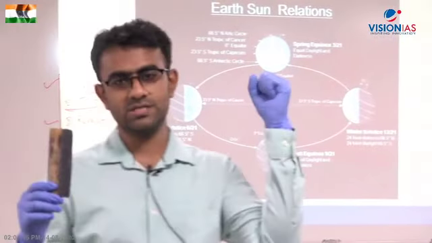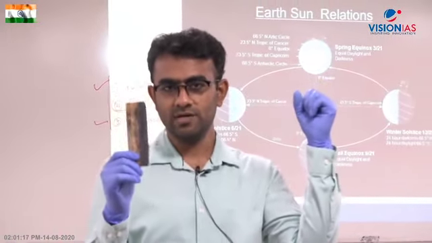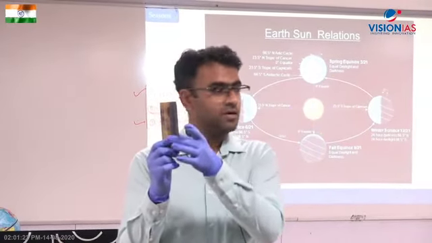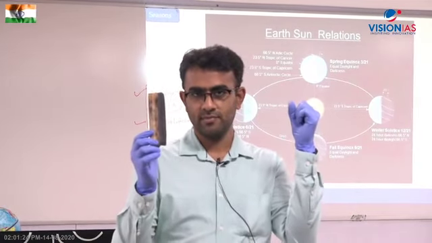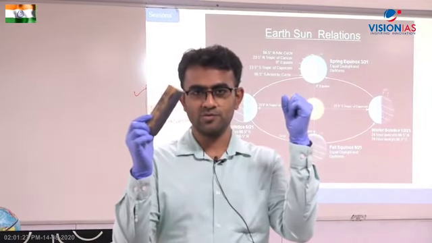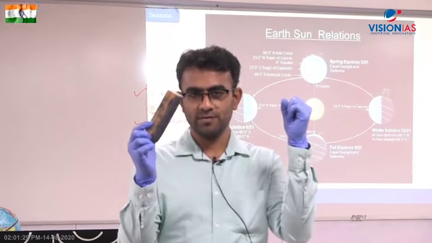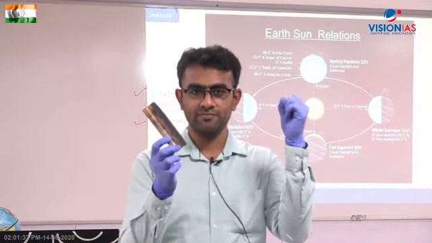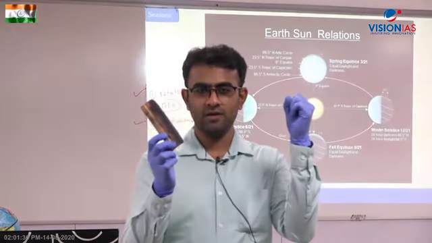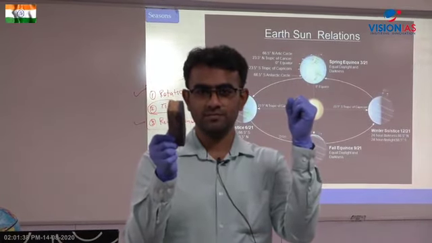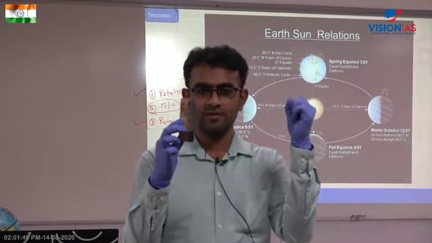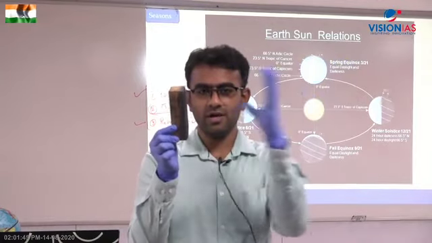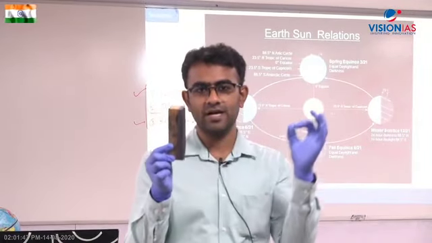Okay, so this is the sun, this is the earth. You see the northern hemisphere and southern hemisphere. When the northern hemisphere is tilted towards the sun, we call it summer. And if the northern hemisphere is tilted away from the sun, we call it winter. Right? What about this and this? Even though the tilt is there, the sun rays are falling equally along all the different latitudes.